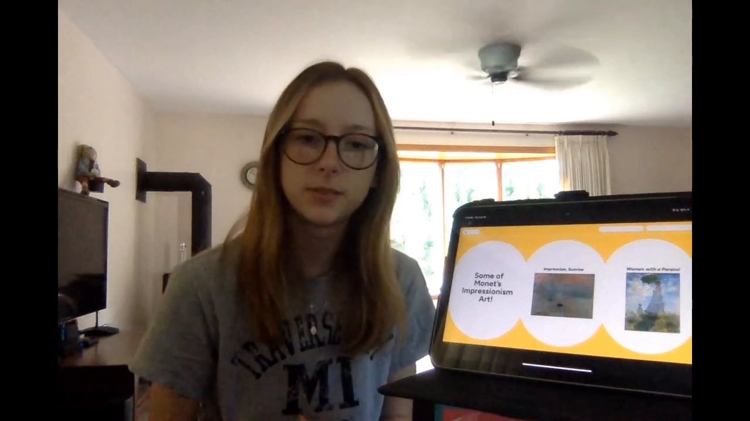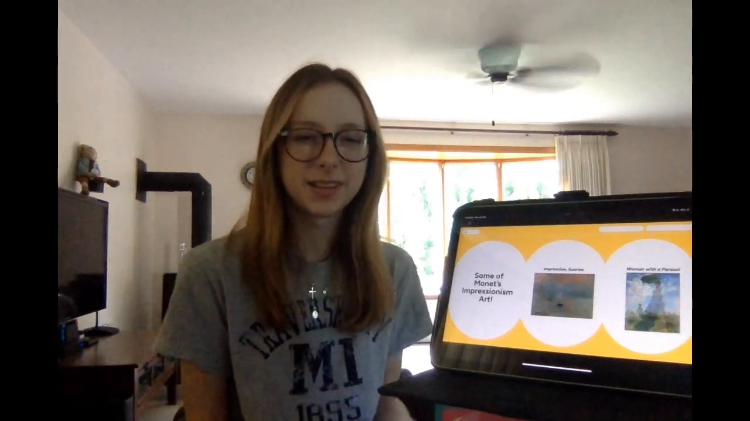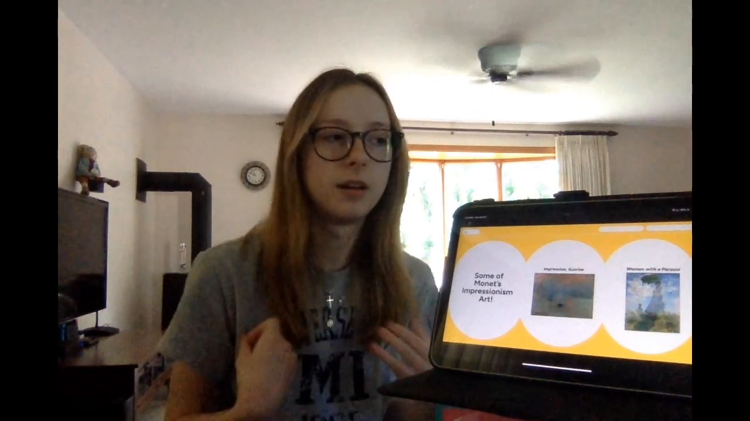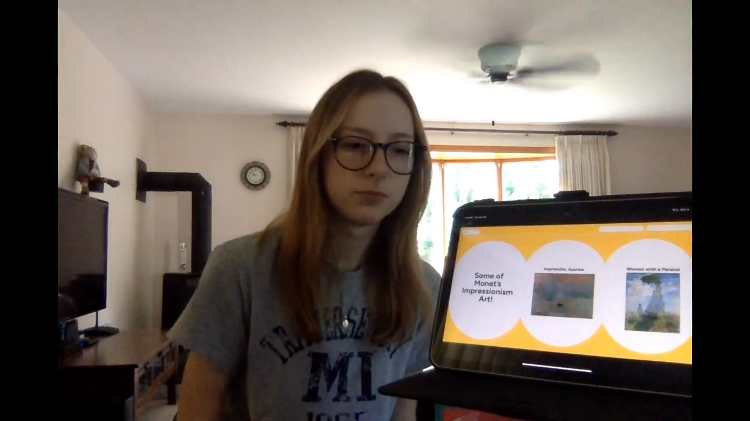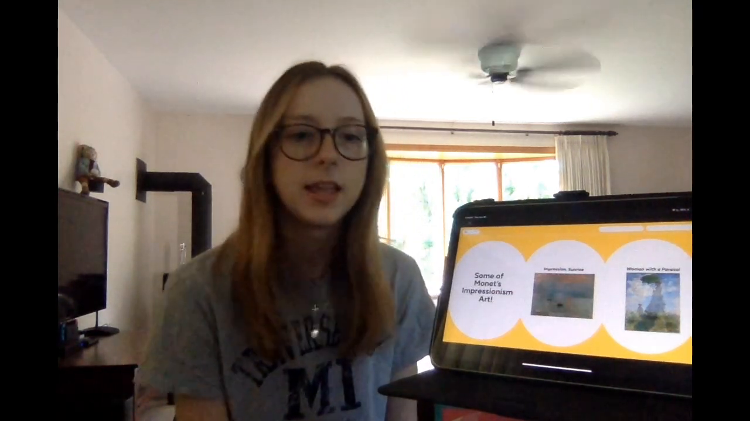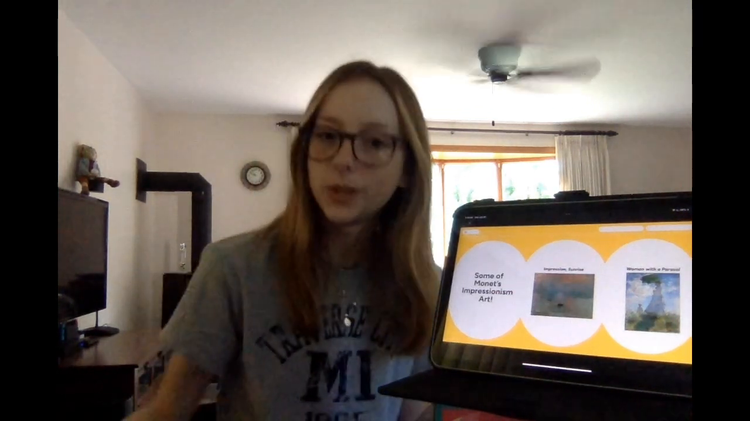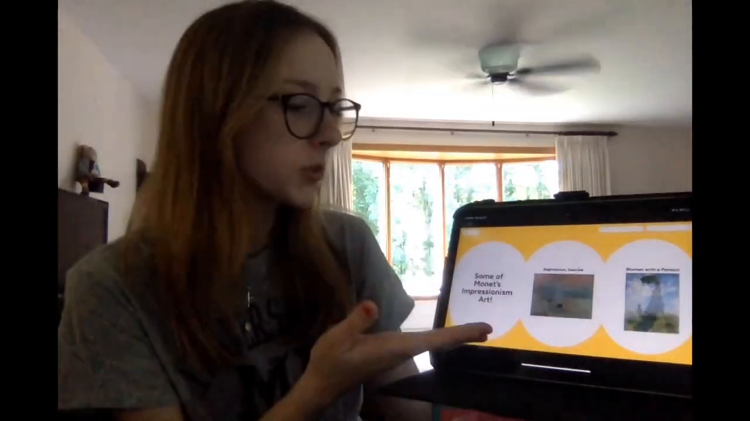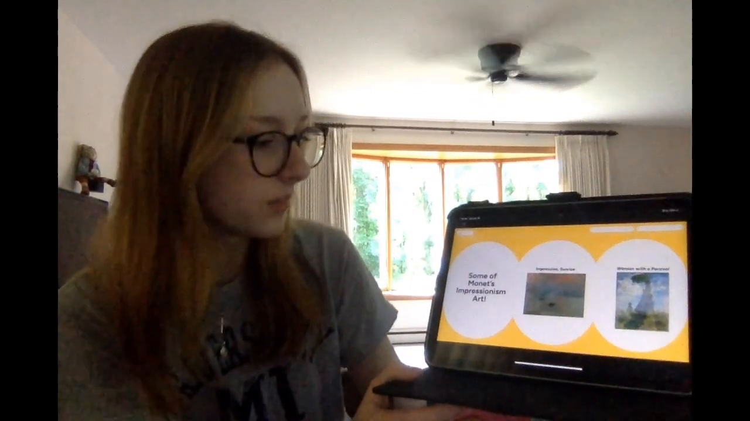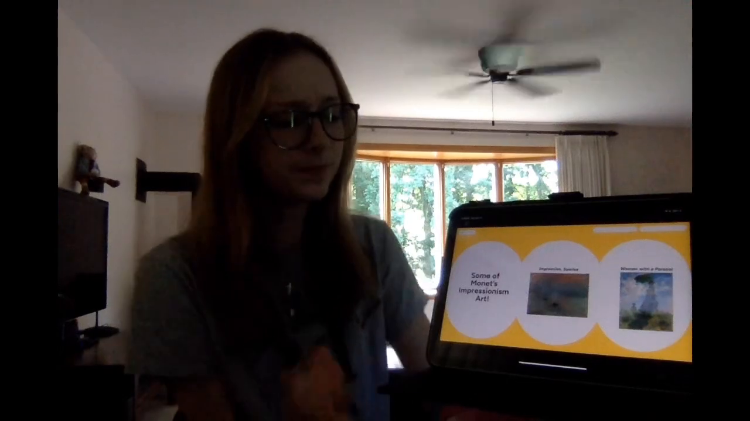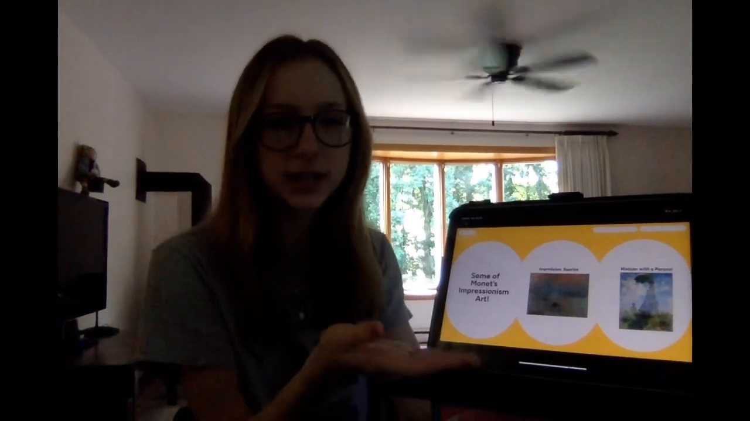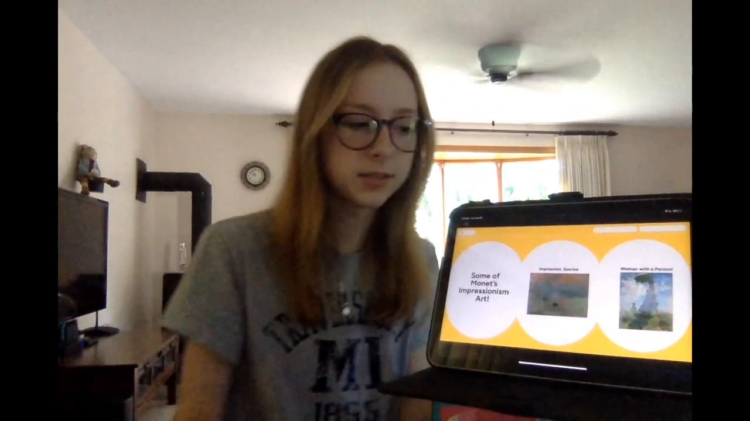And at this point, I would have papers to pass around so that the kids can kind of see closer up what the paintings look like, and we will have a discussion. What do you notice? But the first one is called Impression Sunrise, and as you can see, what I kind of mean by an impression is it's not blurry, but it's kind of blurred together a little bit.